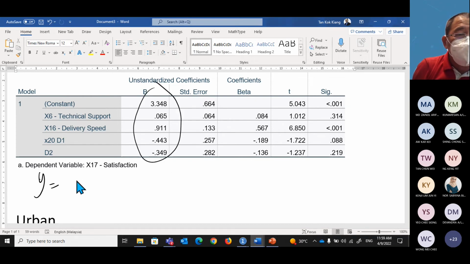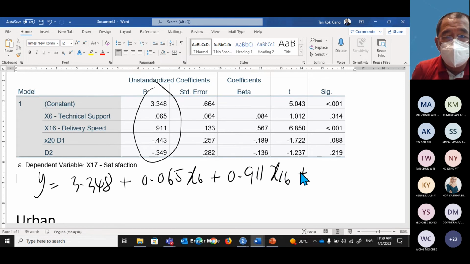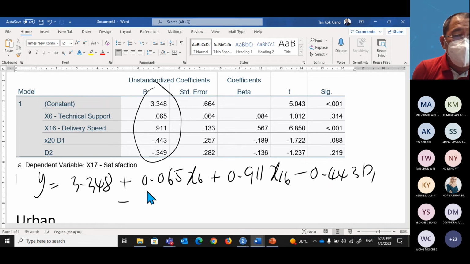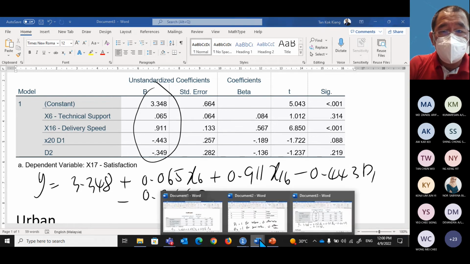So, 3.348, 0.065 X6, 0.911 X16, and then minus 0.443 D1, and then minus 0.349 D2.